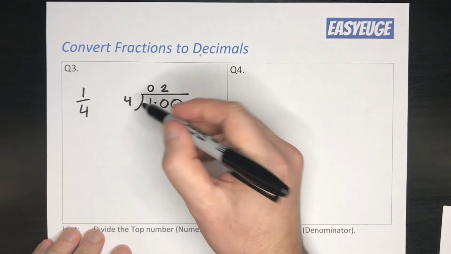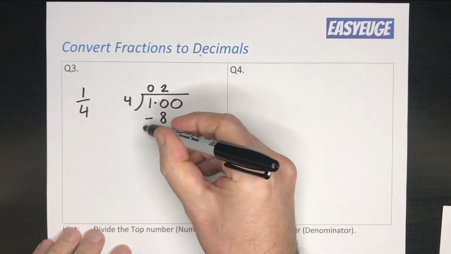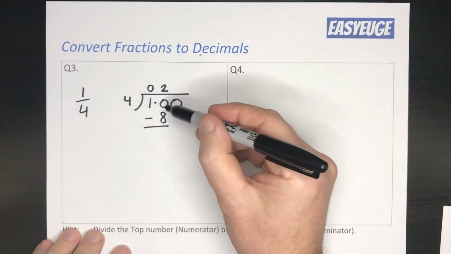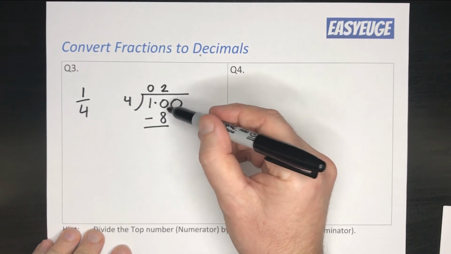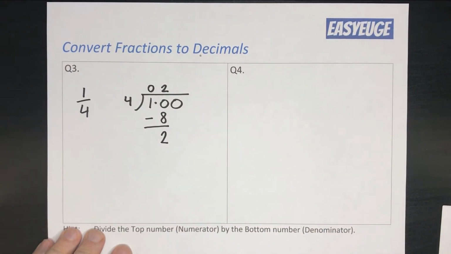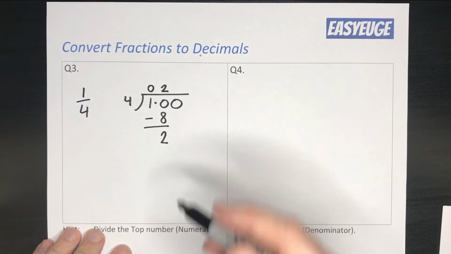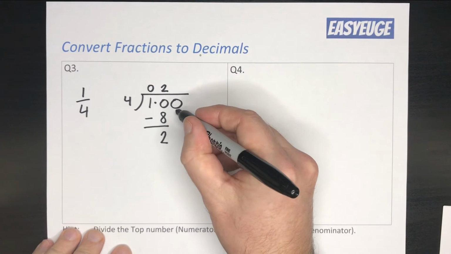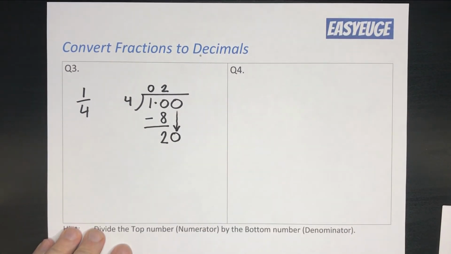2 4s are 8. And then we'll do a subtract, and we'll write our answer line to work out the remainder. 10, now ignore the decimal point for now. 10 take away 8 is 2. So we've 2 left over. Now, will 4 divide into 2? No, it won't. It's just not big enough. So let's drag down the 0, and this becomes 20.